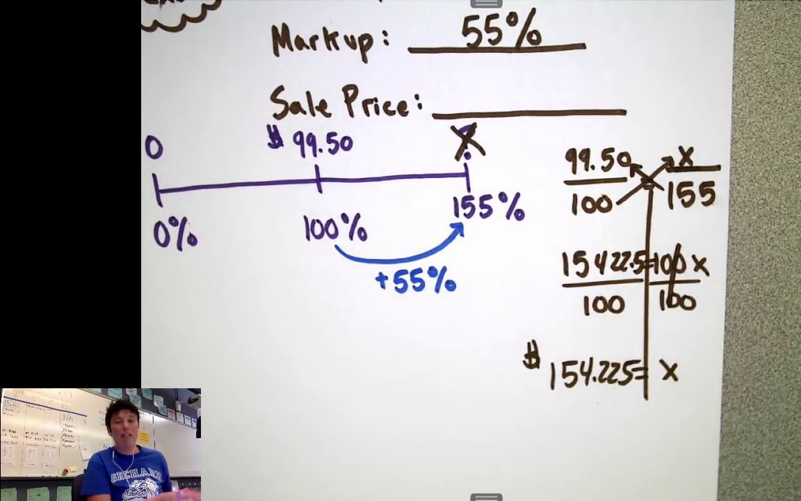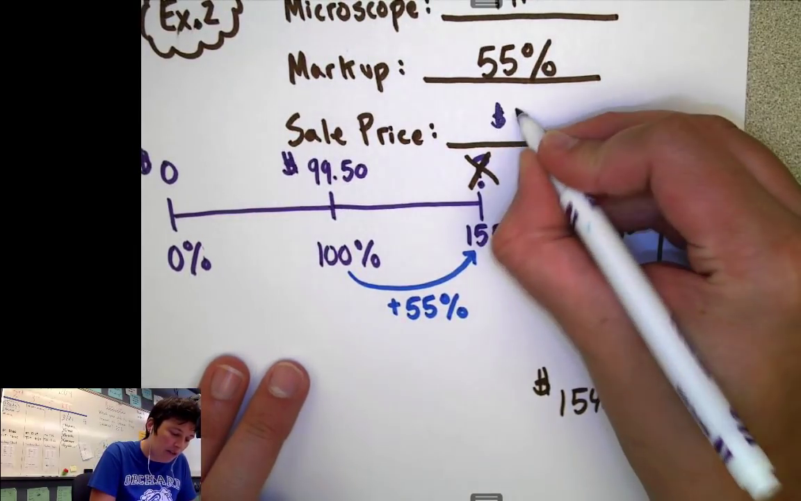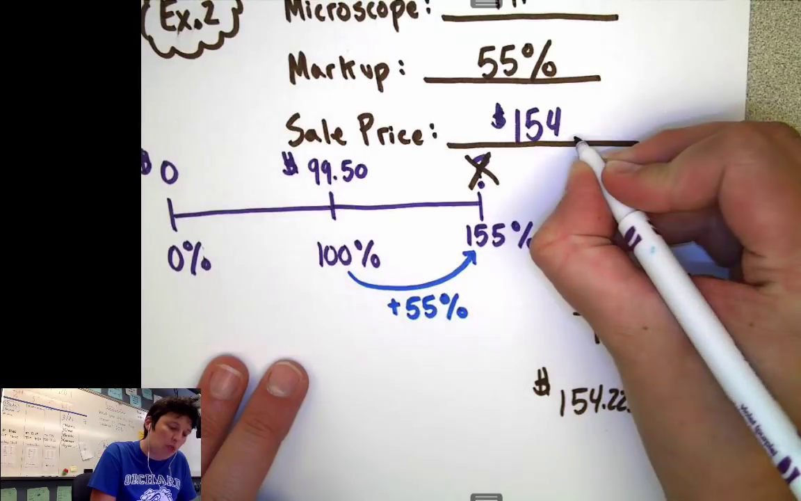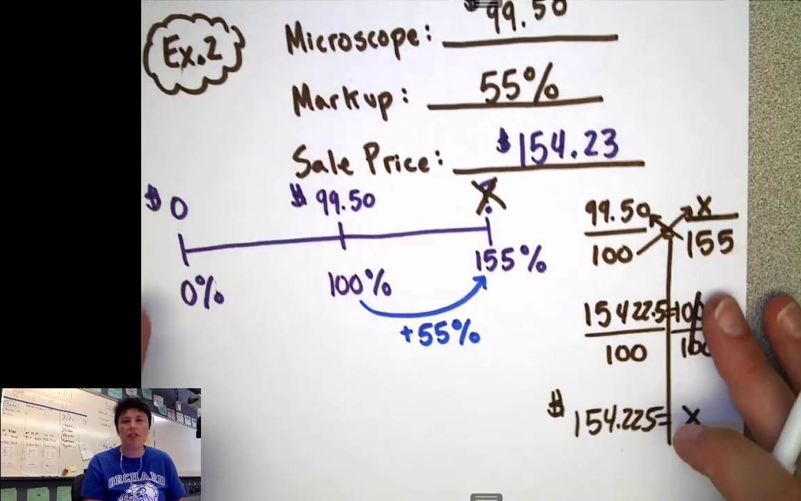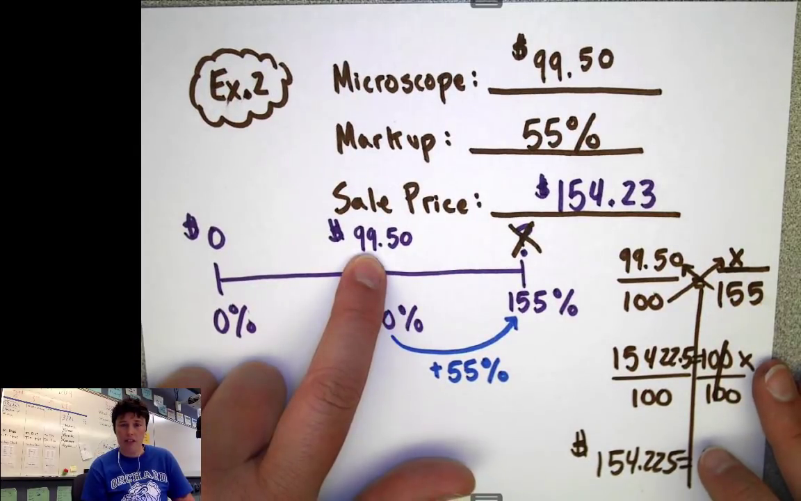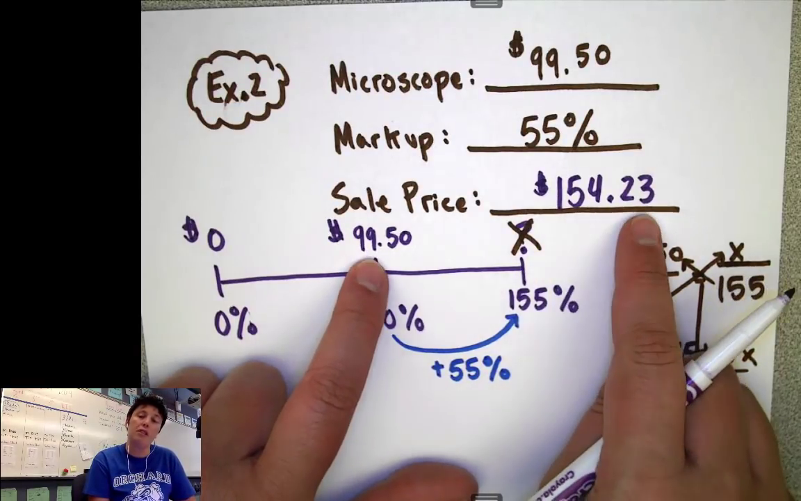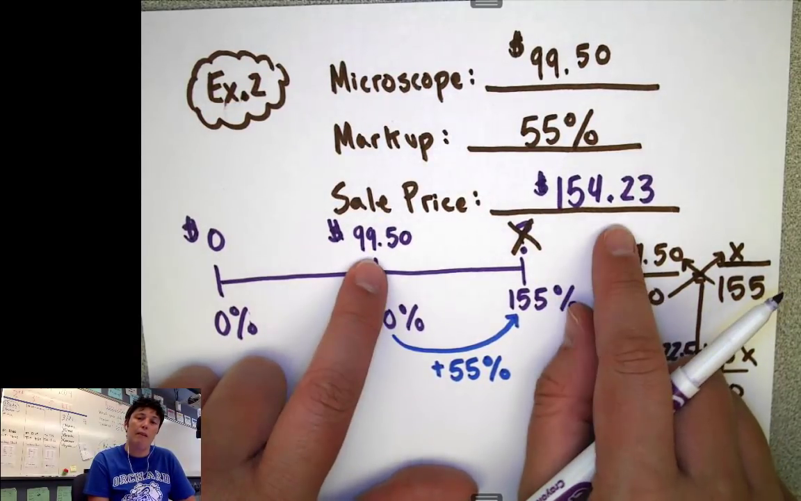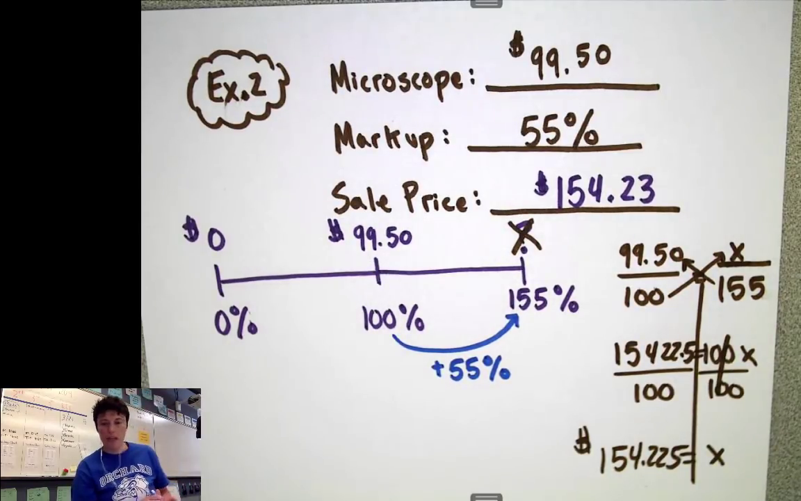So I'm going to say that my sale price, when I go to the store, I'm going to have to pay $154, and we'll say 23 cents, round it up. If you want to leave it at 22, that's okay too. So the store owner paid $99.50, and I get to pay $154.23 so that they can make some money. That's markup. All right, so we got a markup problem.